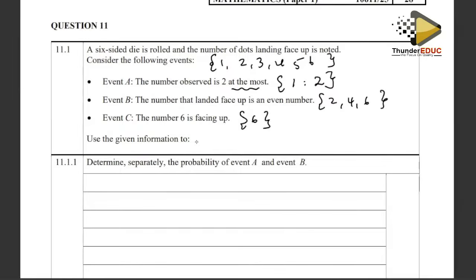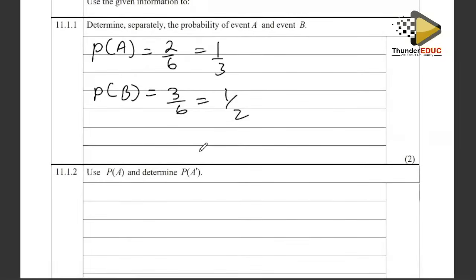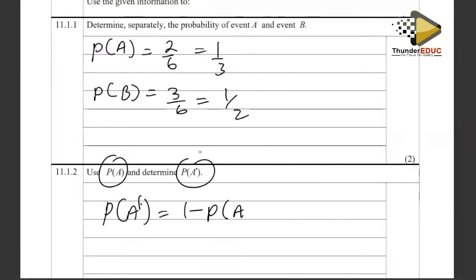Determine separately the probability of getting A. So A is having 2 events, so it's 2/6, which is 1/3. Probability of B, we have only 3 events, so 3/6, which is 1/2. That's how we answer that. Then use probability of A to determine the complement. So we know that the complement is the same as 1 minus initial probability. So we can get 1 minus 1/3, which must give us 2/3.